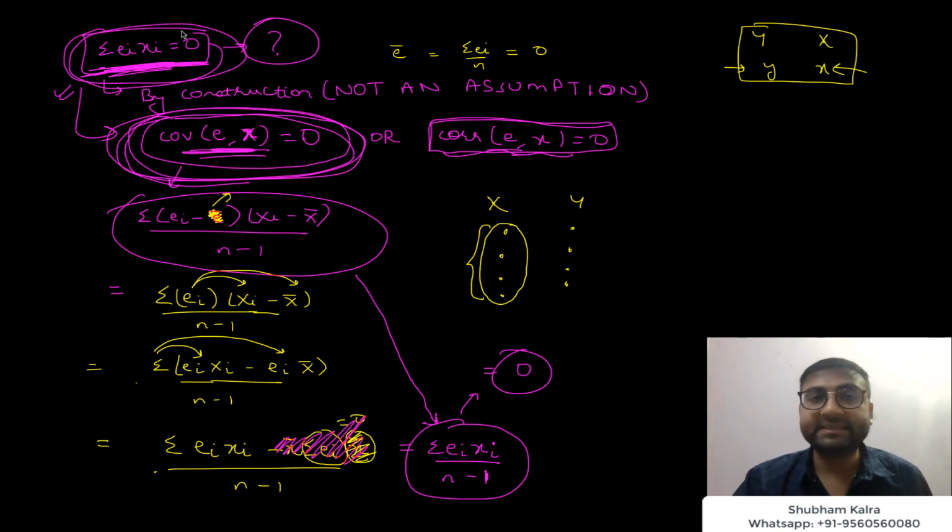And once again, this is holding by construction. I'm not assuming it. Okay, this is how the OLS method is constructed. We end up getting this in between, right? So this is how you can understand the importance of the summation of ei xi equal to 0. Okay, so let's move further.